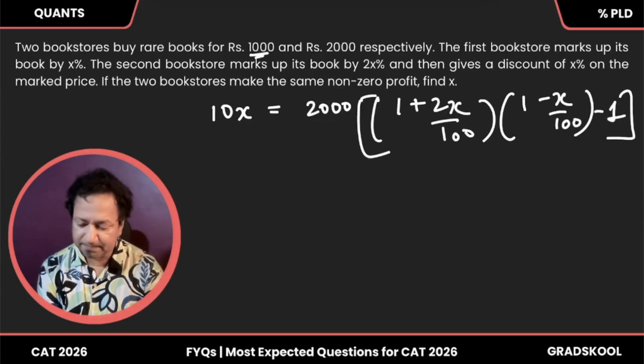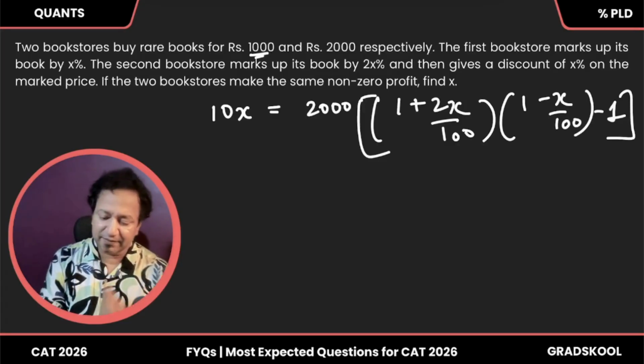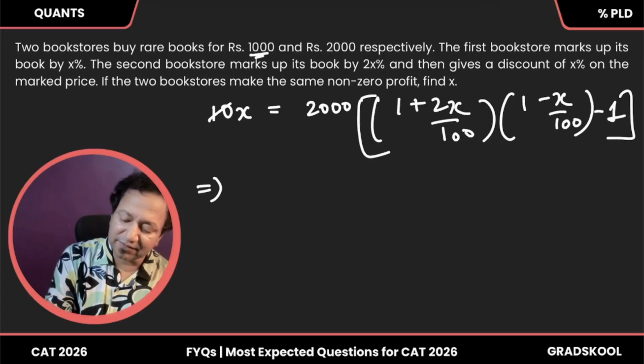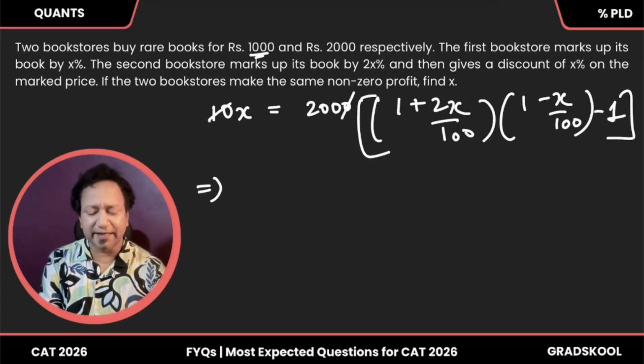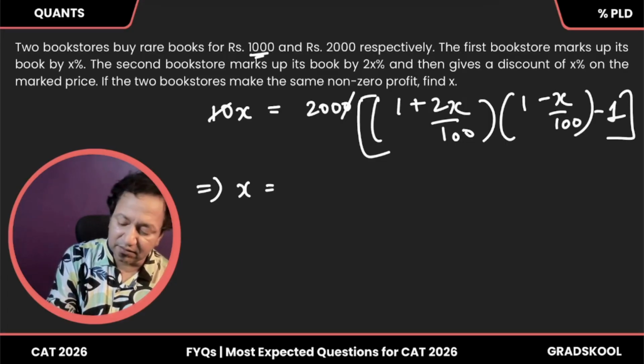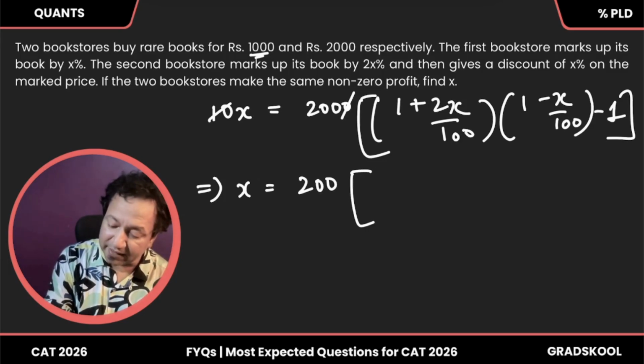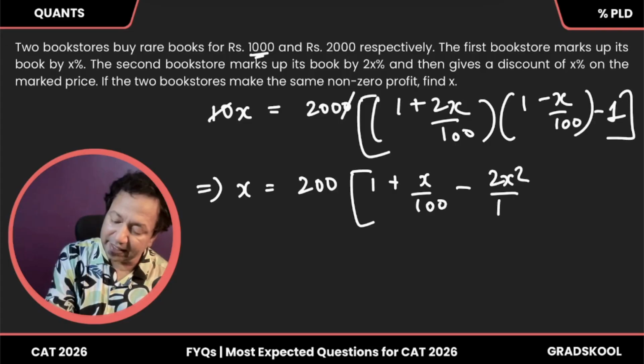So let us solve this up. Well, now I will just try and break these things down. So I can break this like 10 divides 2000, 200 times. So now I have X is equal to 200 times 1. I'll just open this bracket. I'll get 1 plus 2X by 100 minus X by 100. That comes out to be X by 100 minus 2X square by 100 square minus 1. Now you see this plus 1 minus 1 get cancelled out.